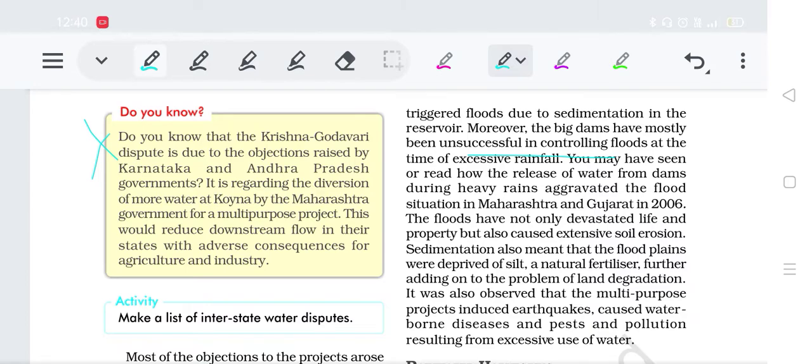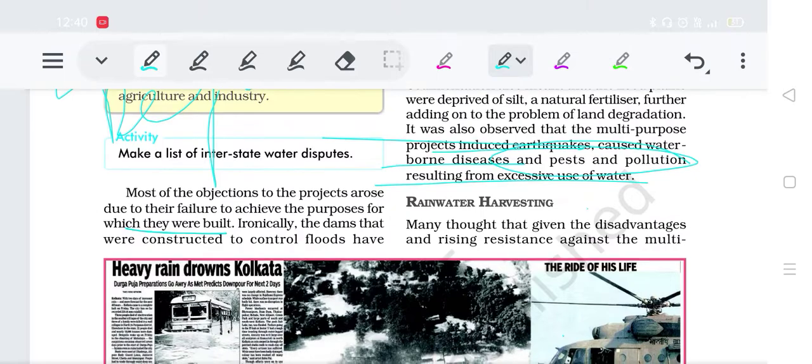So they are saying that dams were built for a purpose, controlling floods, but they are unsuccessful. Because when there is flood and excessive rainfall, the reservoir fills up and they have to open the spillway, and due to that there is a lot of erosion, right? So here we can see the answer of land degradation. Sometimes earthquakes are also there. Waterborne diseases are caused because water is collected, there is breeding of mosquitoes and other bacteria, and pests and pollution result from excessive use of water.